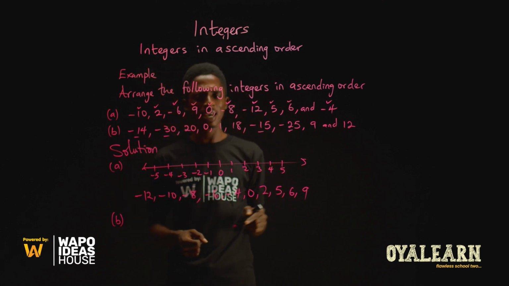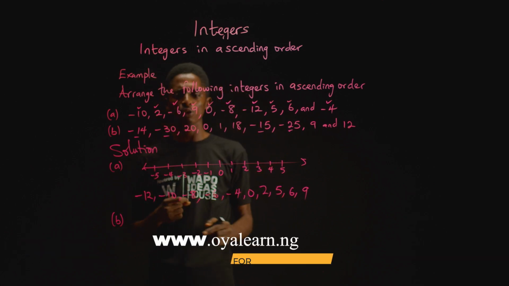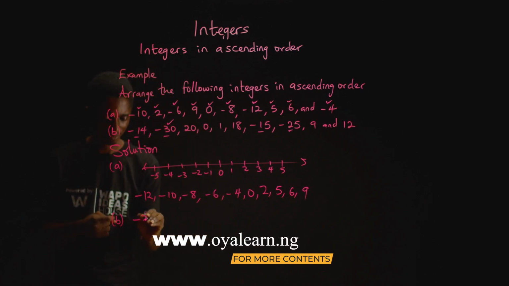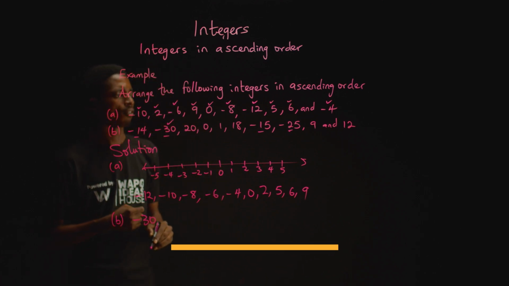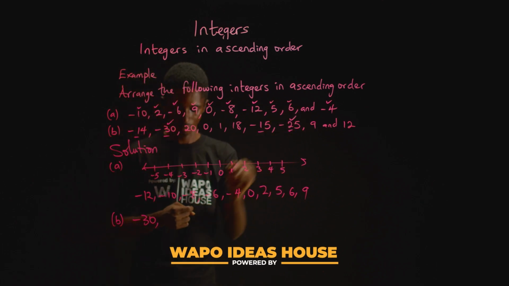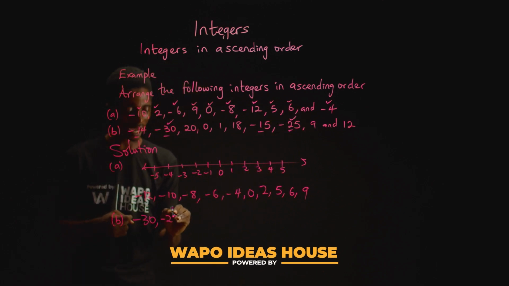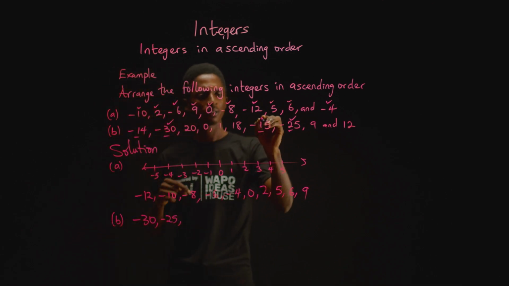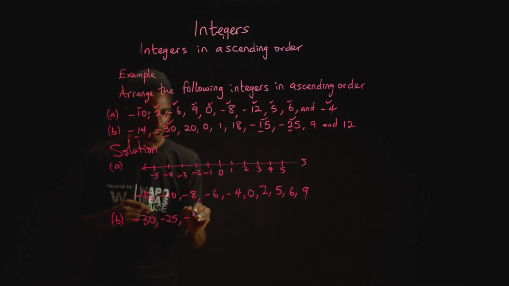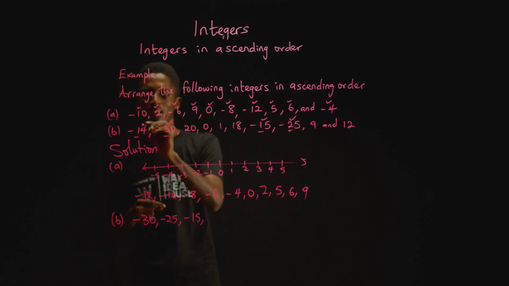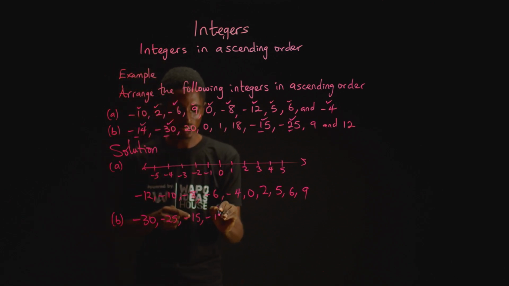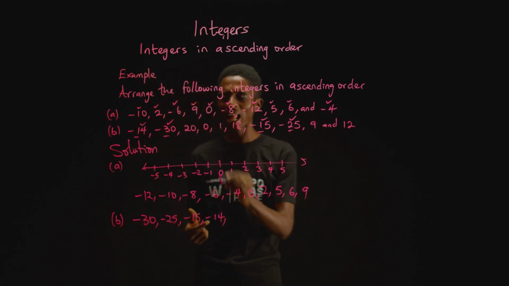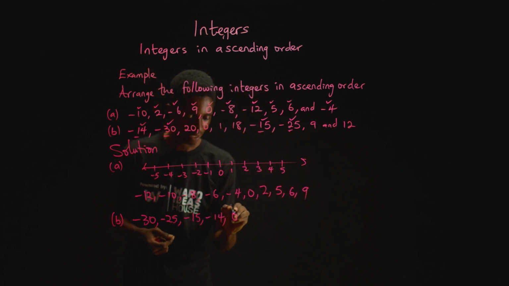Of these numbers here, the one with the smallest value is -30. Followed by -25. And then we have -15, -14. Now we write down our neutral integer, 0.